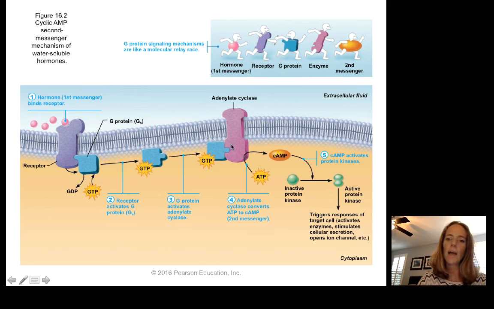The G protein will activate adenylate cyclase. Adenylate cyclase will then make cyclic AMP, a lot of it. So really this diagram shouldn't have just one cyclic AMP, it should have many cyclic AMPs, but for simplicity they've just drawn one. Cyclic AMP then will activate protein kinases, which will make a lot of changes within the cell. Okay.